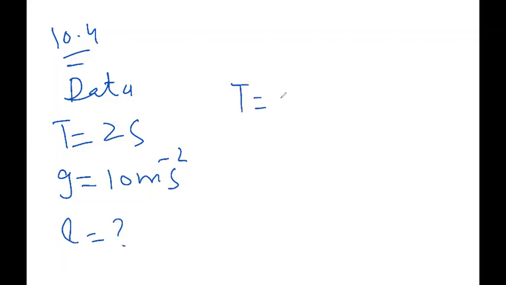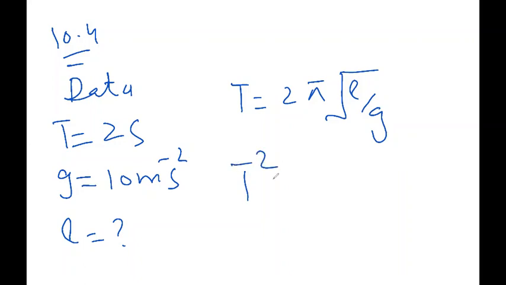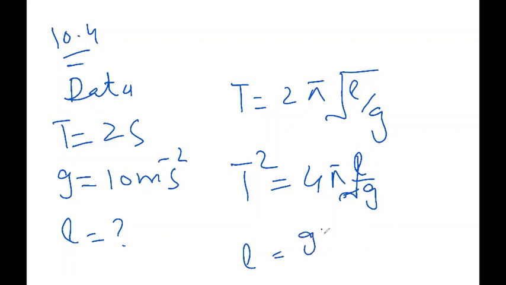So T is equal to 2 pi under root L by g. T square is equal to 4 pi square L divided by g. So L is equal to g T square divided by 4 pi square. You can calculate the value of length by using this equation. Put the values. 10.4 is done.